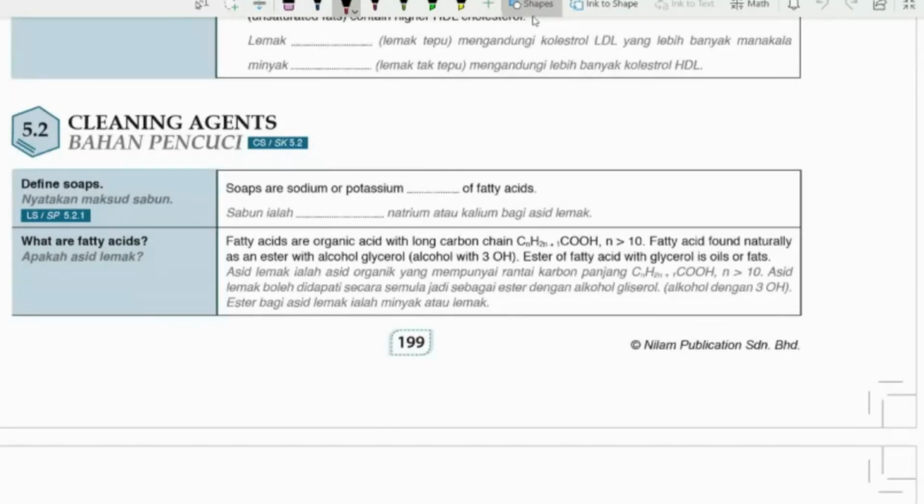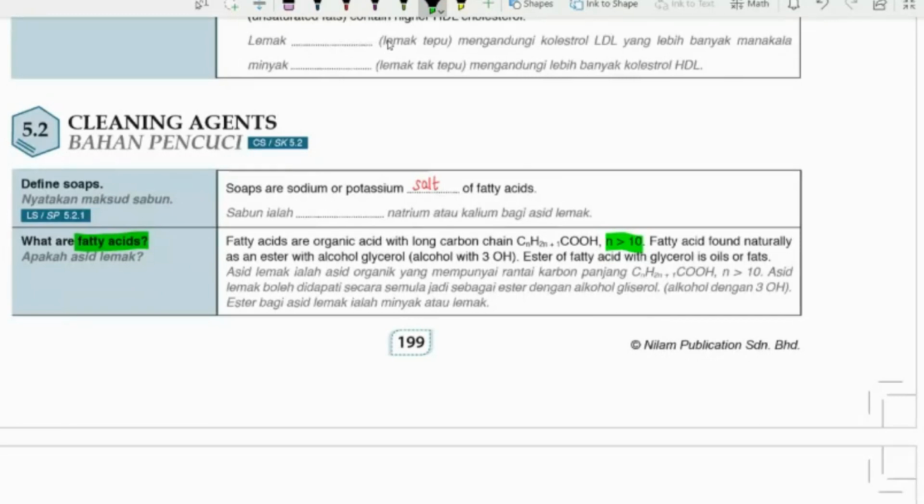First, we look into the salt. Salt, sabun, soap. So soaps are the sodium or potassium salt of fatty acid. Now we look into what is meant by fatty acids. Fatty acids are organic acids with a long chain, which is CnH2n+1COOH, and n will be more than 10, maybe 15, 16, 17, 18.